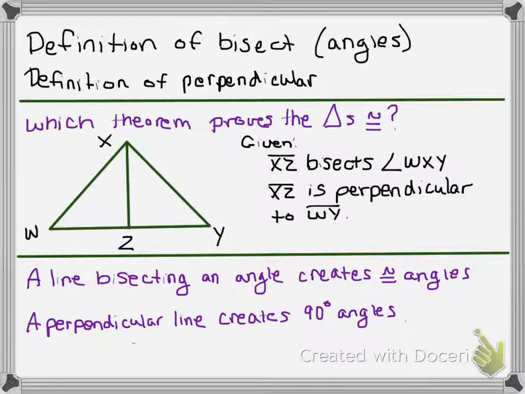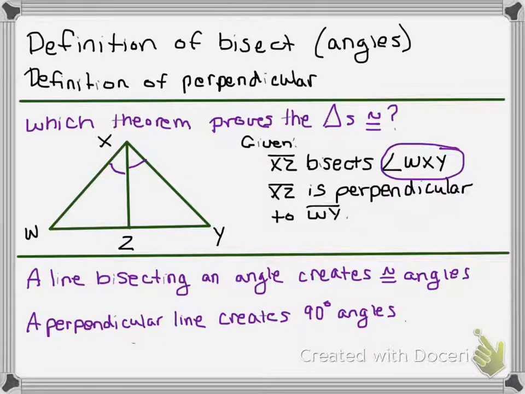We know that XZ is bisecting this angle. Alright, so we got to locate that angle. That's WXY. That means that this line is bisecting that. And when something is bisected, it's cut in half. So we know now that this angle is congruent to this one because of the definition of being a bisector. Alright, if something is bisected, it's cut in half.